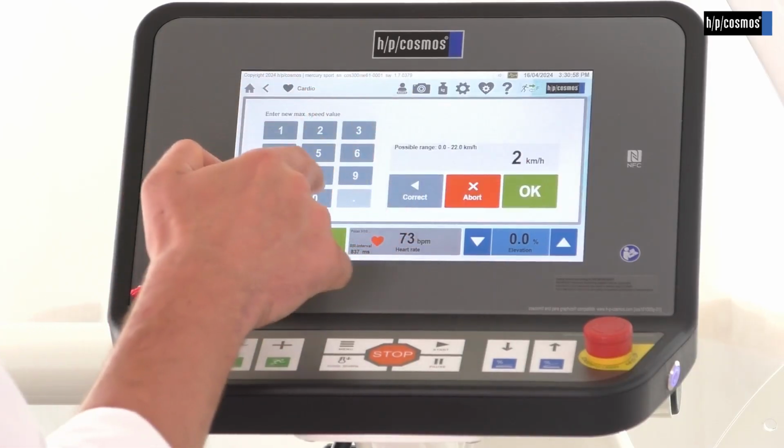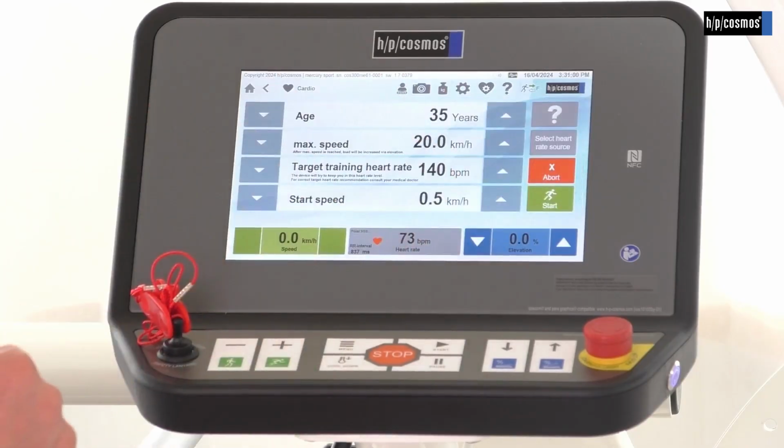Another example, if the maximum speed is defined as 20 km per hour, the treadmill will get faster and faster until you run, and probably while running, you will reach your target heart rate zone of 140. The treadmill will not go in inclination in this case.